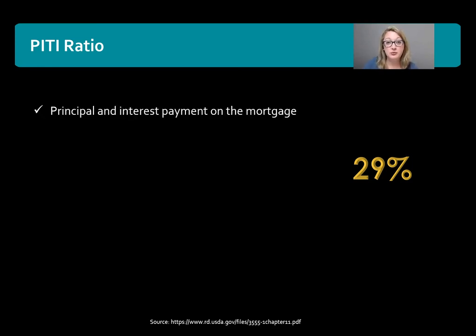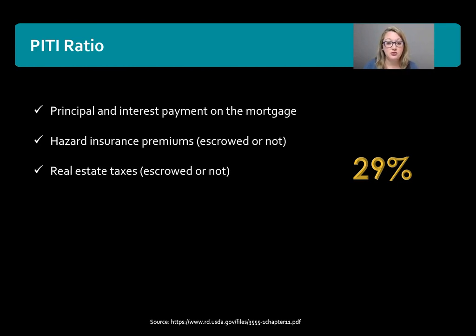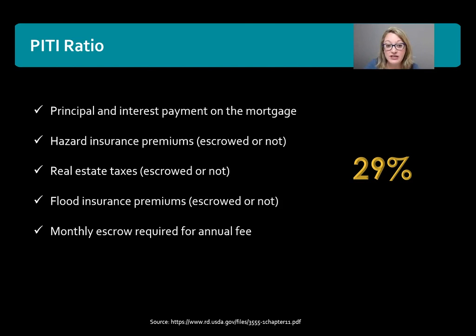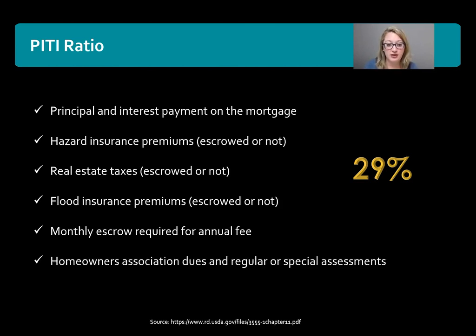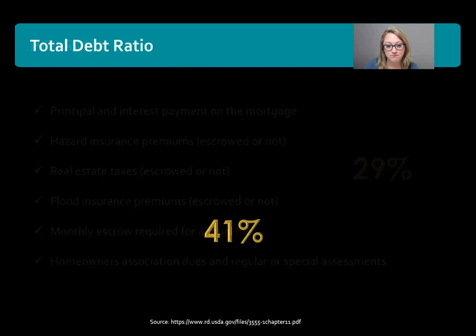Well, first, it's principal, interest, payment on the mortgage. It's also any hazard insurance premiums, whether or not they're escrowed. It's also real estate taxes. Again, whether or not they're escrowed, they're still going to be counted. Same thing with monthly escrow required for any annual fees. Flood insurance premiums, whether or not they're escrowed. And then any homeowners association dues, regular or special assessments.